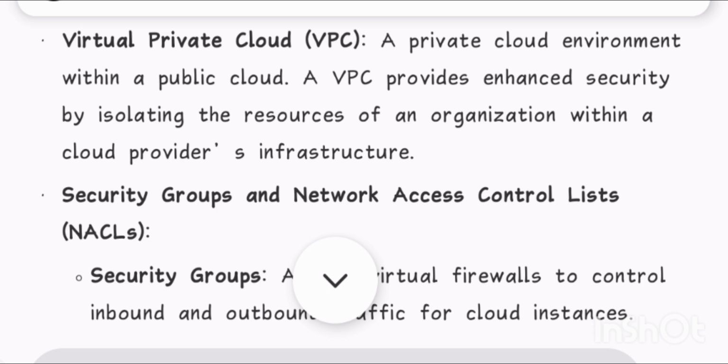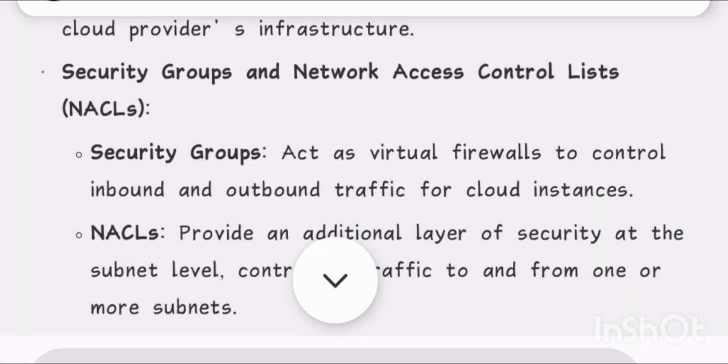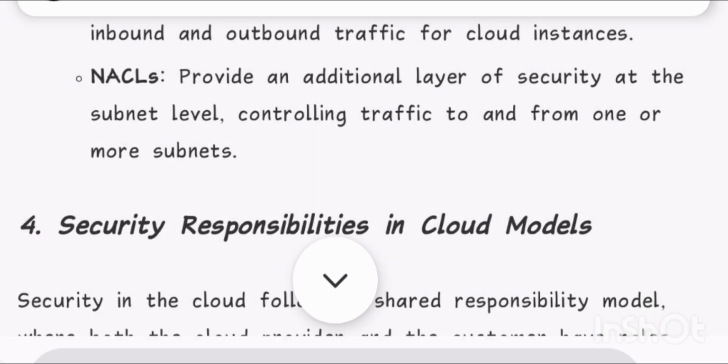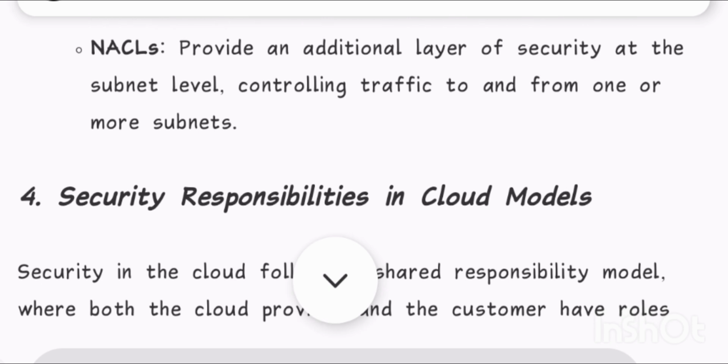Virtual Private Cloud, VPC: a private cloud environment within a public cloud. A VPC provides enhanced security by isolating the resources of an organization within a cloud provider's infrastructure. Security groups and network access control lists, NACLs. Security groups act as virtual firewalls to control inbound and outbound traffic for cloud instances. NACLs provide an additional layer of security at the subnet level, controlling traffic to and from one or more subnets.